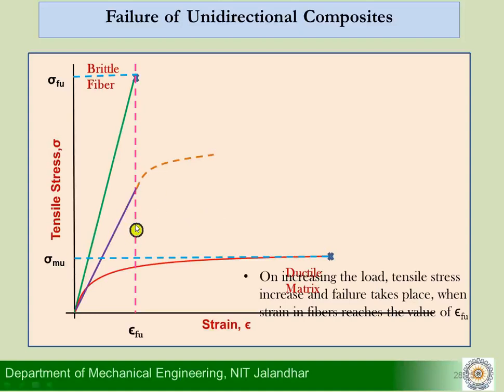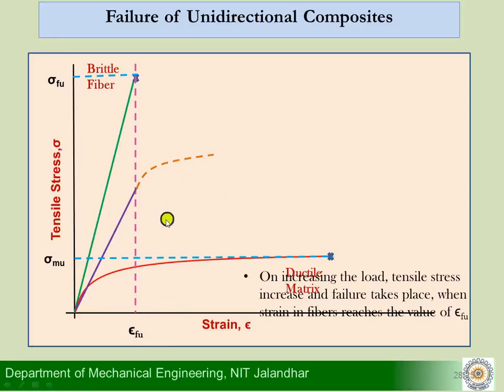And then what is the purple line here? The purple line refers to the resulting composite. So I have combined the brittle fibers and the ductile matrix with some volume fraction, and I expect that the stress strain behavior of the resulting composite may be something like this. If you look at it carefully, I have put it in two parts. The purple line is almost elastic, a straight line with a linear elastic behavior, and after it crosses this epsilon fu, we have put it in a dotted line.